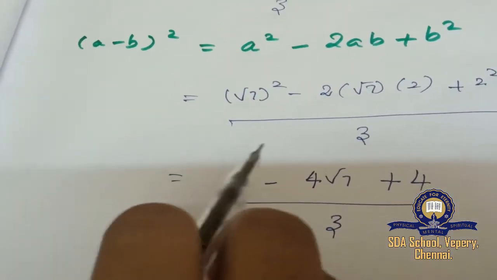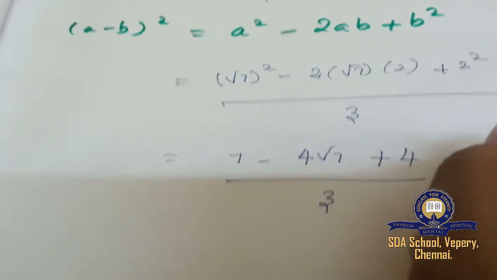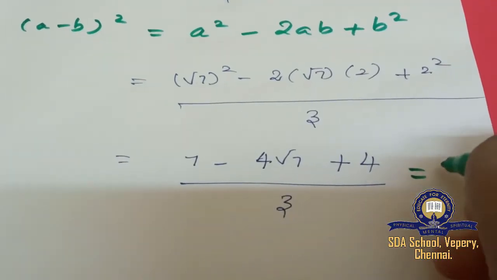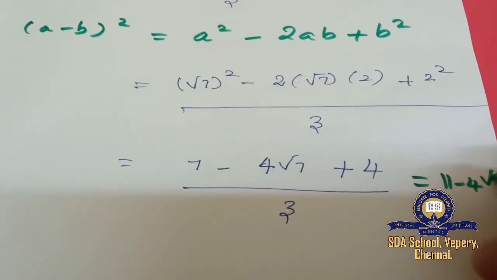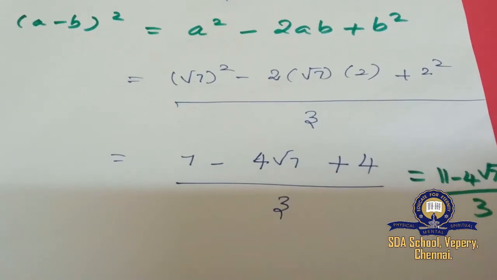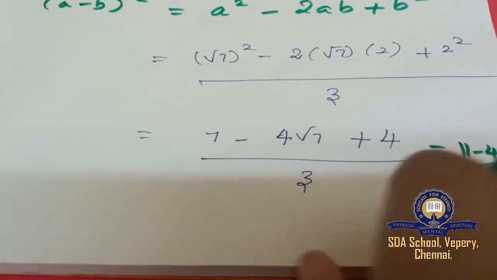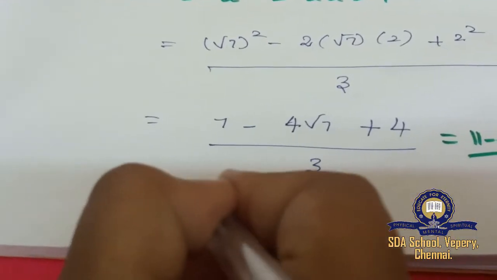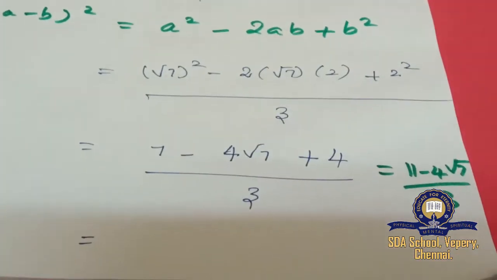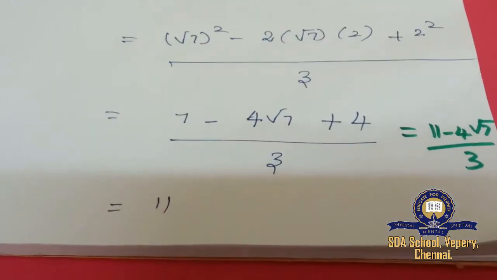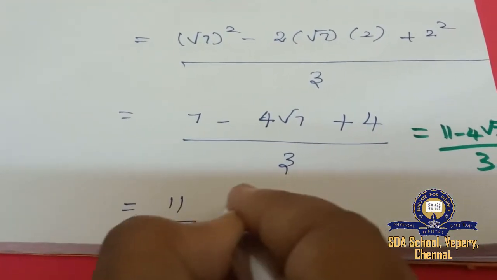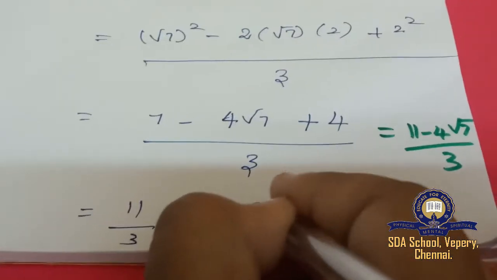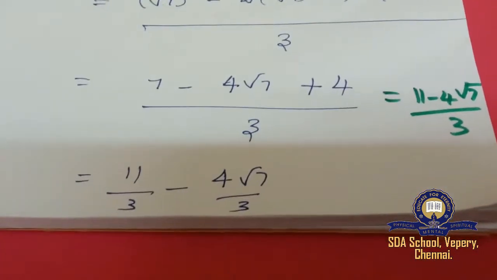Understood till here, students? Then what will I get? If I simplify further, I will get 11 minus 4 root 7 divided by 3. Will I get like this? Yes, I will. Now let me split this up and write. I can split up the denominator and write. What will I get? 11 by 3 minus 4 root 7 by 3.